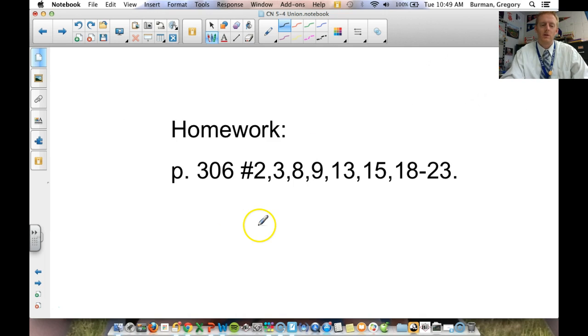All right, folks, this is your homework. Hopefully you are understanding how to solve these union types of compound inequalities.